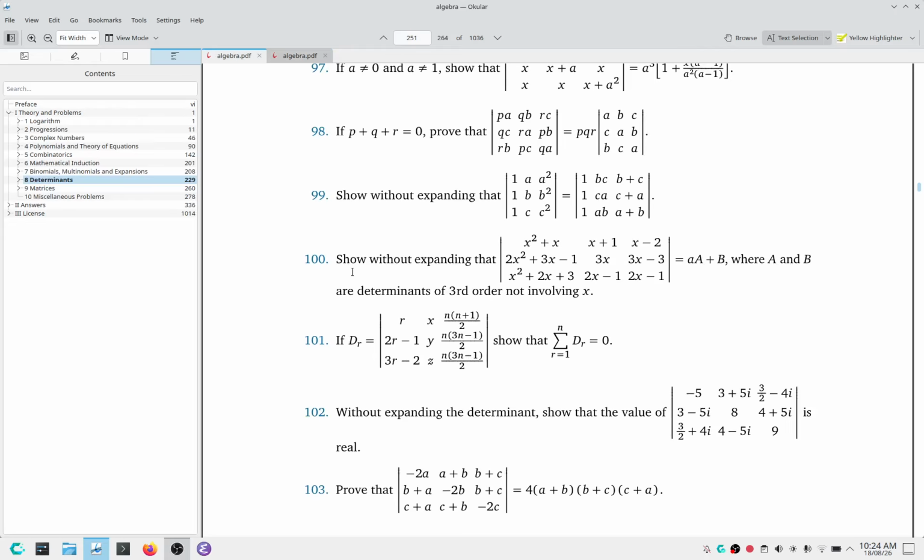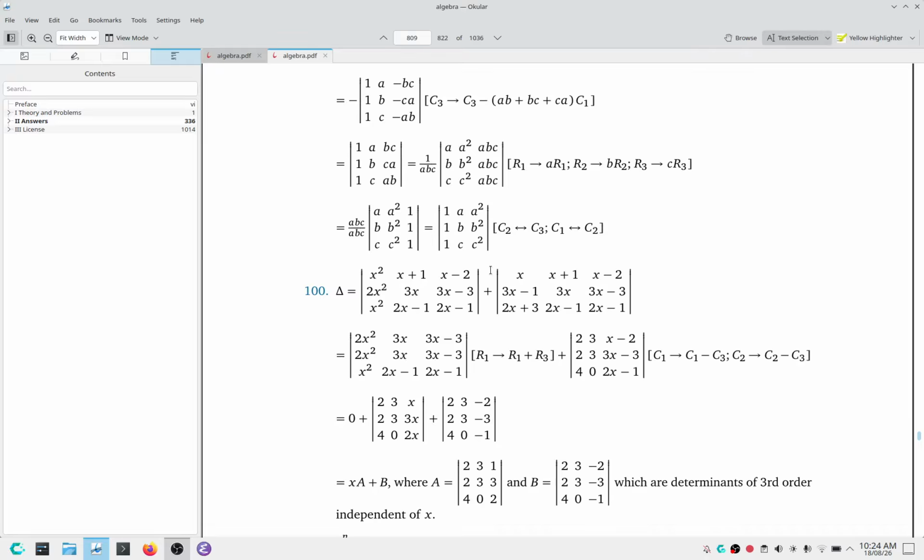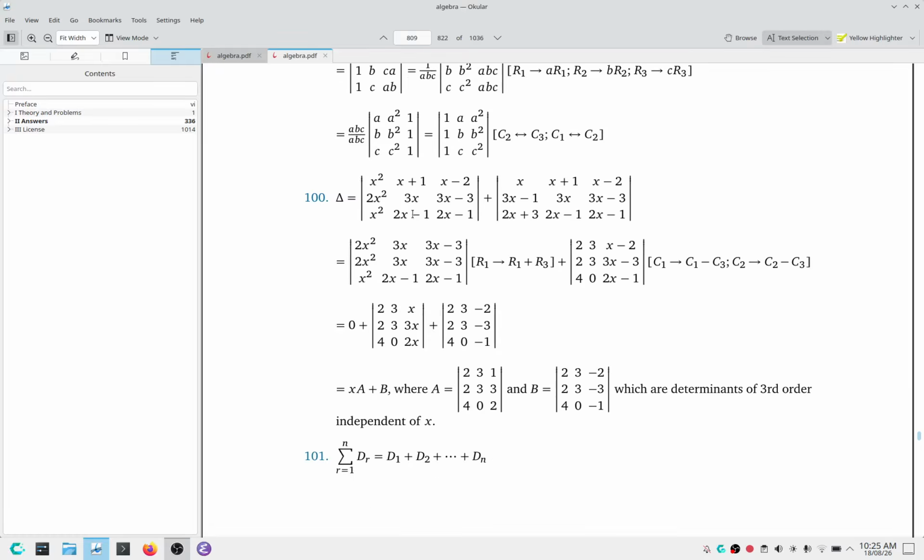Question 100 says that show without expanding that the determinant x square plus x, x plus 1, x minus 2, 2x square plus 3x minus 1, 3x, 3x minus 3, x square plus 2x plus 3, 2x minus 1, 2x minus 1 is equal to small a times capital A plus capital B, where capital A and capital B are determinants of third order not involving x. So again, it's a difficult problem.